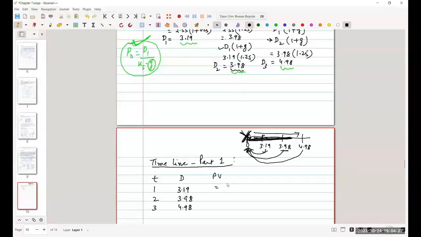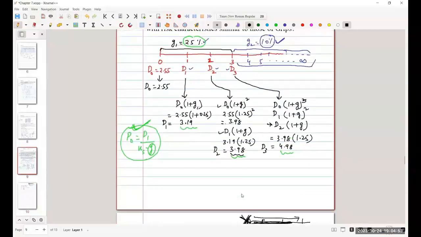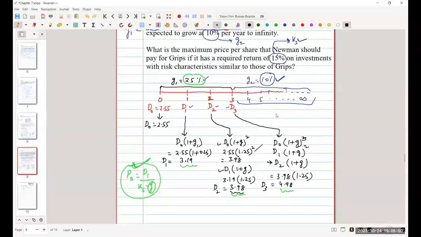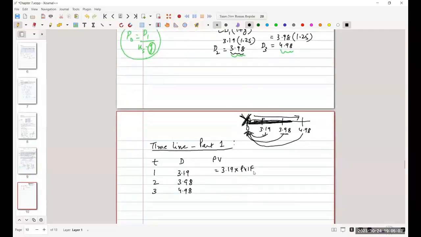3.19 divided by, you can do 2 things. I don't know how good you have become with time value of money. I have no idea how much practice you have done. You could do this 3.19 multiplied by the present value interest factor of the required rate in this problem. Here, Ks is 15%. So you could write it this way, 15% for the first period, look up the value in the table, and multiply it with 3.19.